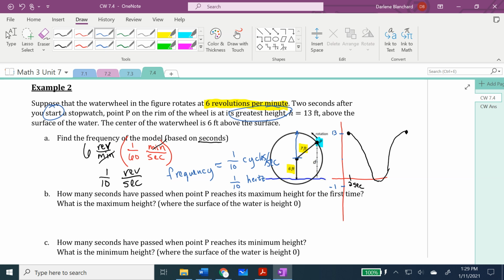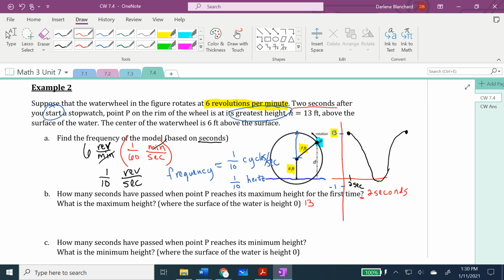Part B. How many seconds have passed when point P reaches its maximum height for the first time? That question is just trying to get you to recognize that it said 2 seconds. So the answer to this very first question is 2 seconds. The next question is, what is the maximum height, which I've asked you earlier, and that would be the 13. And that's part B.